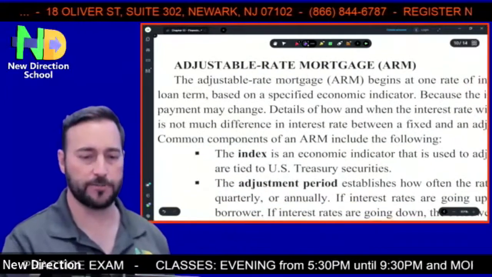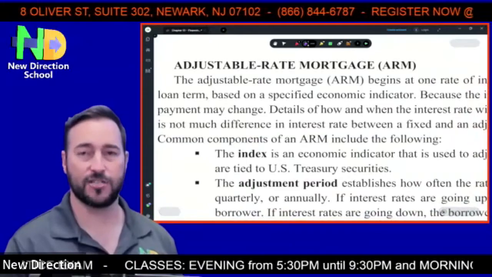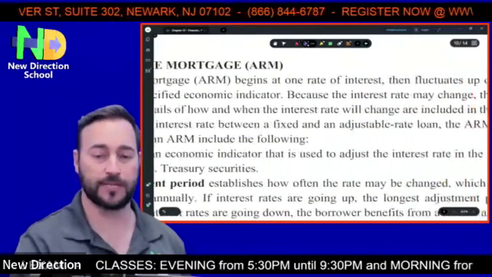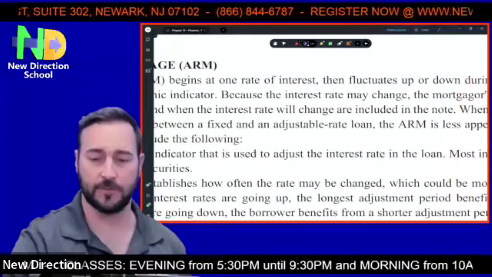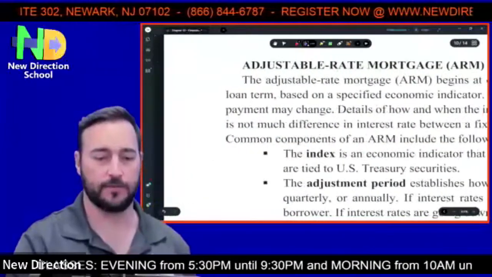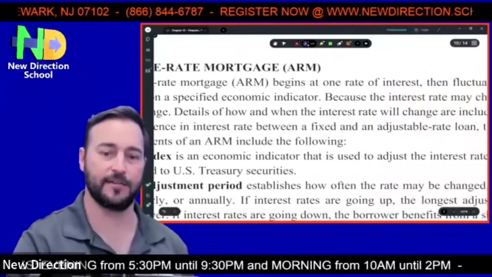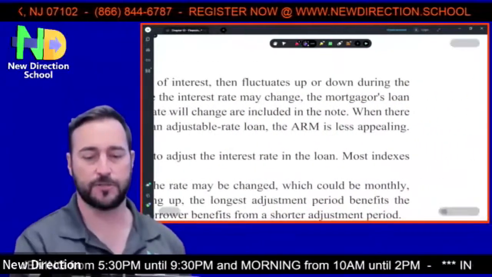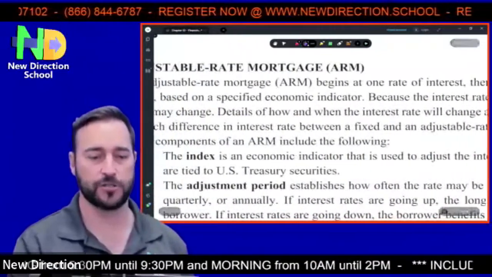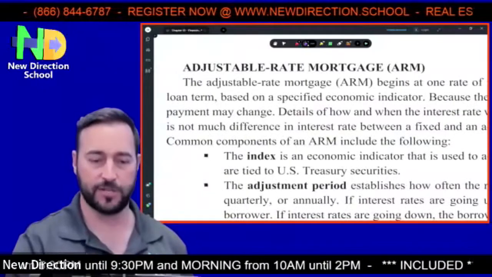Adjustable rate mortgage. As the name says, it's adjustable, so it begins with one interest rate, then fluctuates up or down during the loan term, based on a specified economic indicator. Because the interest may change, the mortgagor's loan payment may change as well.